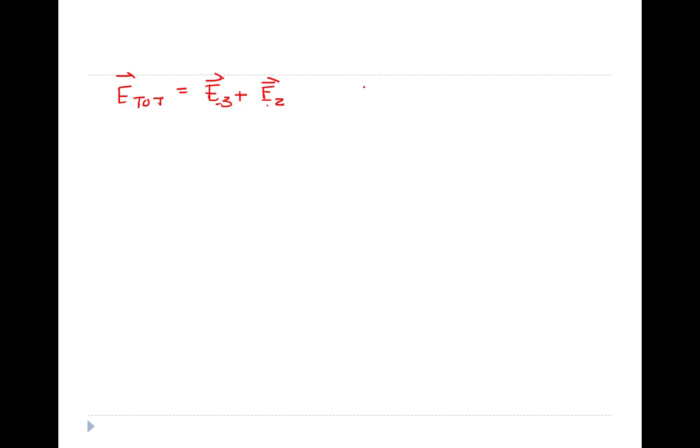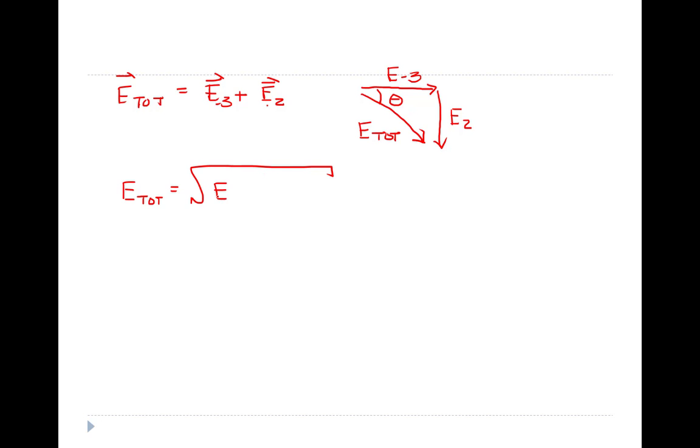So the field due to the negative 3 coulomb pointed in the positive x direction. The field due to the 2 coulomb pointed downward. Therefore, the total field points along the diagonal. I'm going to define this angle relative to the x-axis, but below it, as theta. And now I can find the magnitude of the total electric field using Pythagorean theorem.